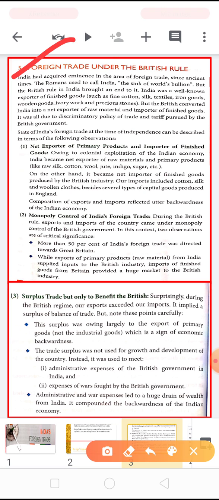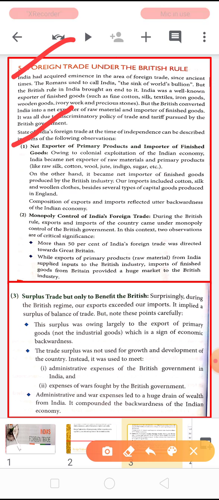So it was all due to the discriminatory tariff policy of trade and tariffs which was pursued by the British government. The state of India's foreign trade is explained in the following points. The first one is net exporter of primary products and importer of finished goods.